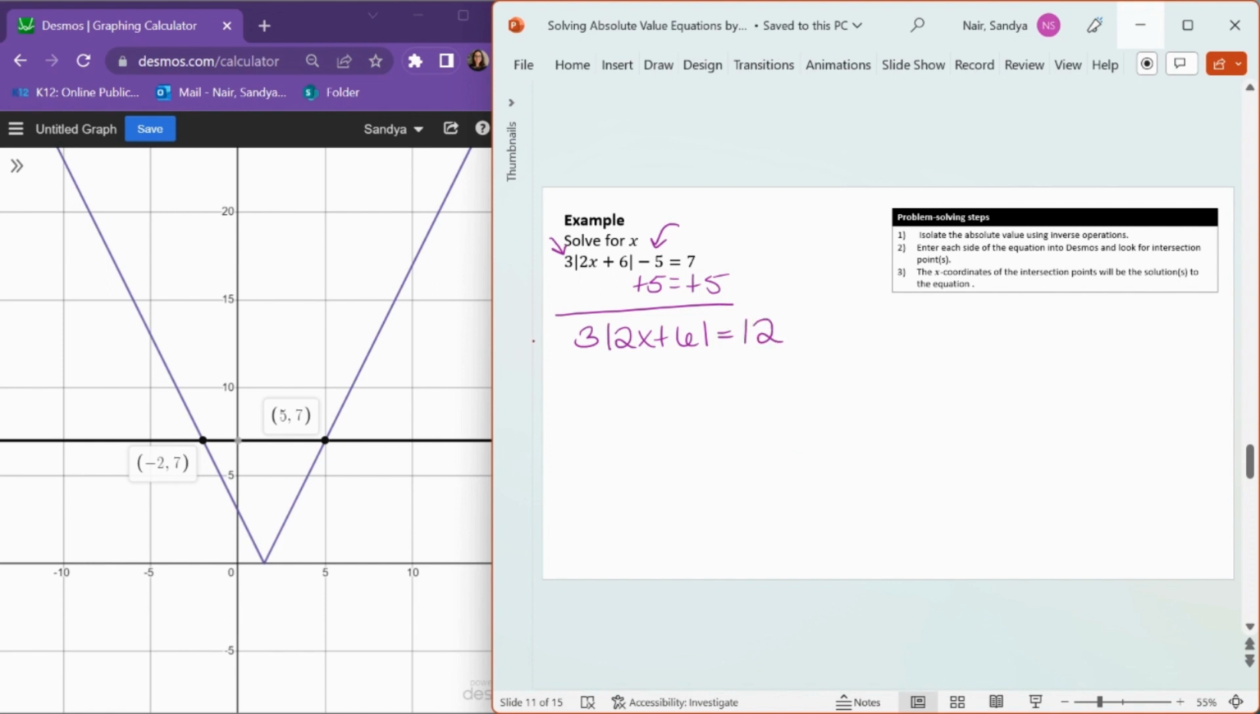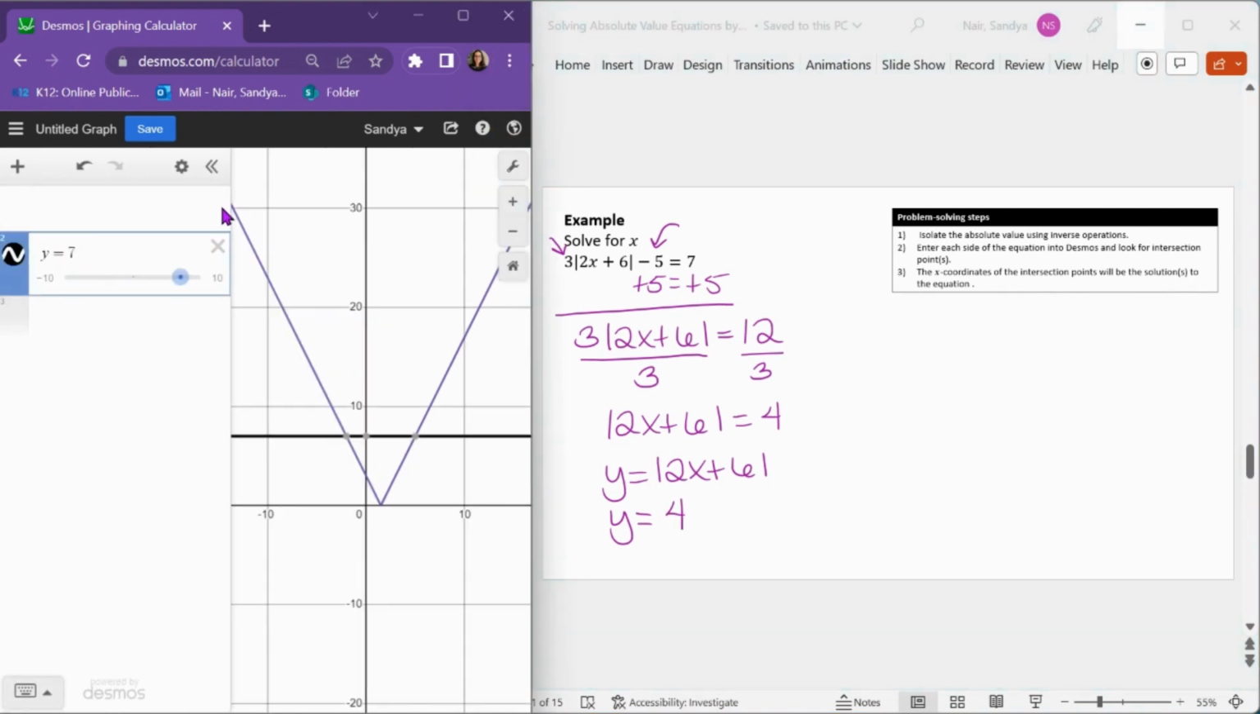Now to solve, I need to go ahead and divide both sides by 3. So when I divide both sides by 3, I get the absolute value of 2x plus 6 equals 12 divided by 3, which is 4. So now I'm going to enter both sides of my equation as two separate equations in my calculator. So I have y equals the absolute value of 2x plus 6 and y equals 4.